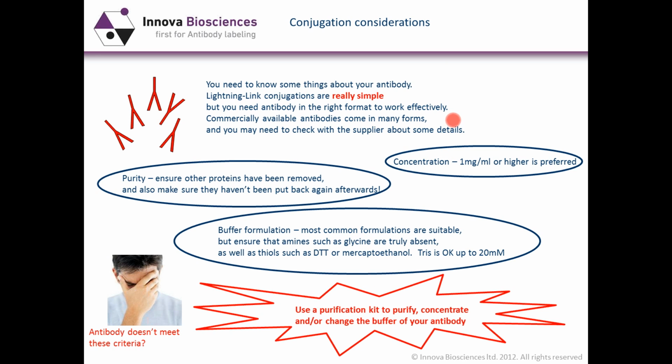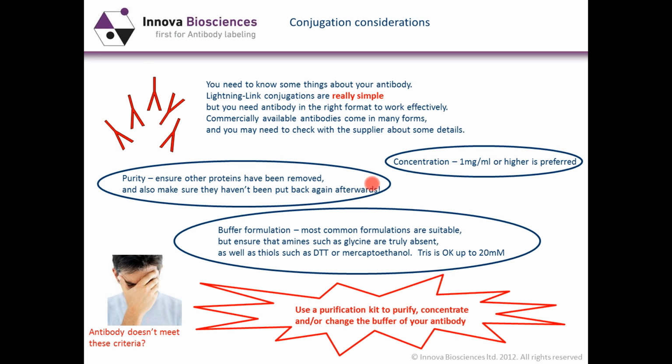There are some considerations that you need to be aware of in terms of conjugation. The Lightning-Link conjugations are very, very simple indeed, but you do need antibody in the right format for them to work most effectively. Commercially available antibodies come in many forms, and it's best to check with the supplier about some details. Most of those details will be available on a product data sheet, but the things that you need to look for are as follows. Firstly, the concentration needs to be around 1 milligram per mil or higher.